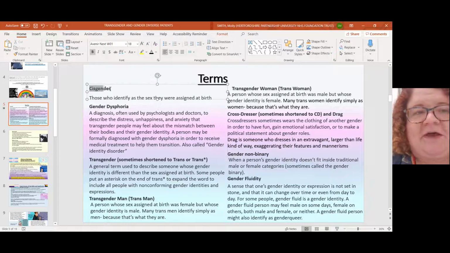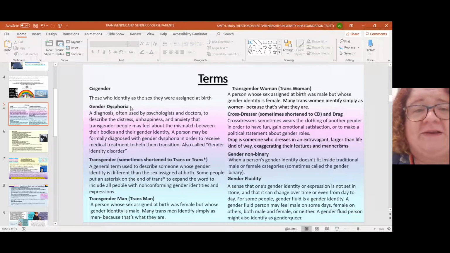So cisgender means people who identify as the sex they were assigned. So I was born female with a vagina and I identify as female as well. So I am cisgender.